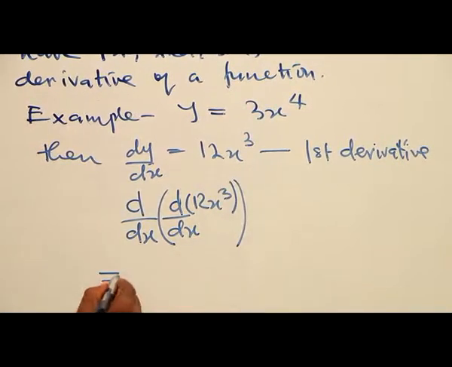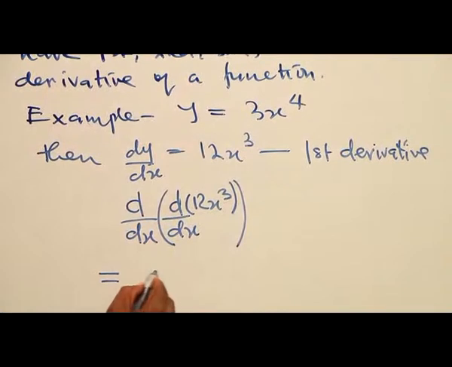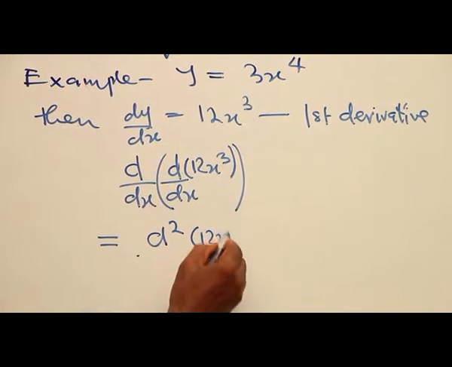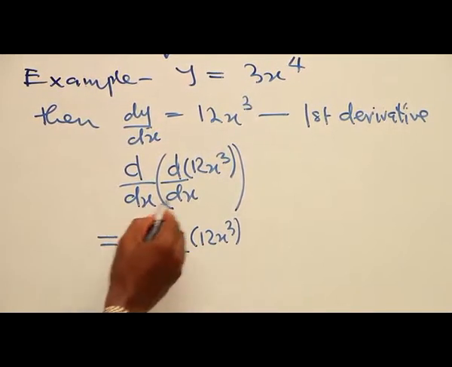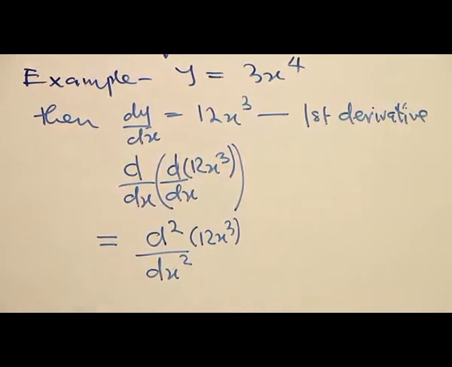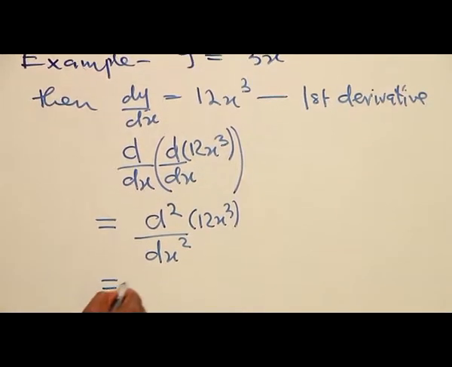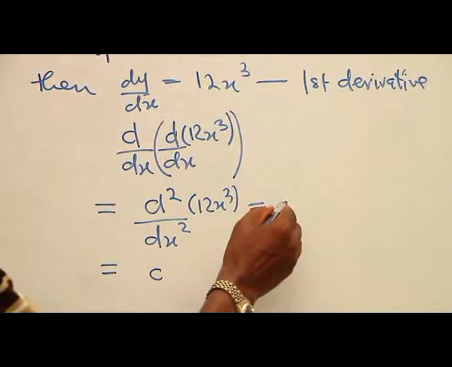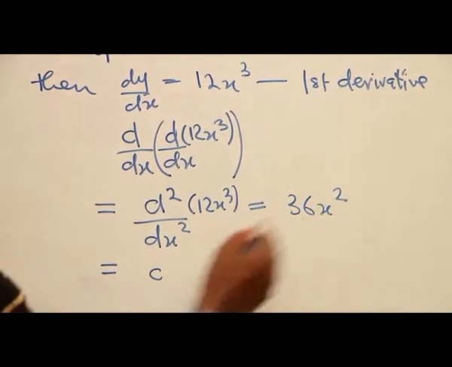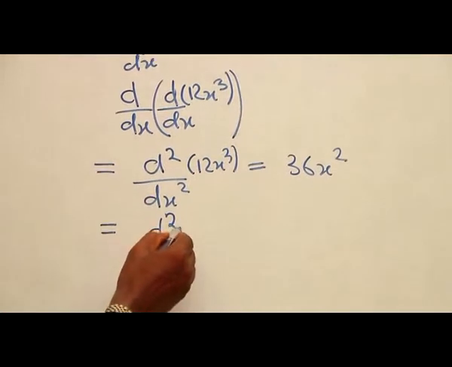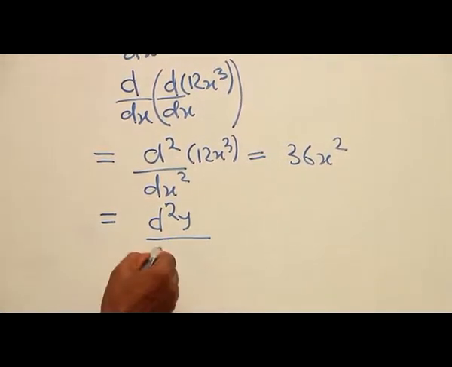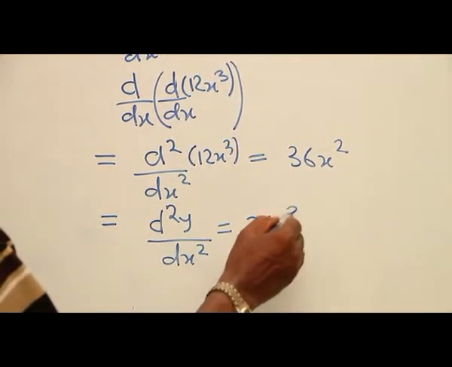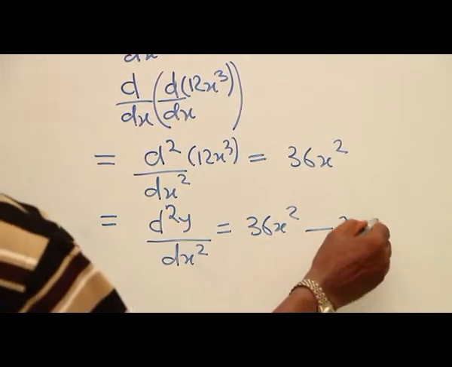So if you look at this one, it becomes d times d, which is d squared, of your 12s cubed, all over ds times ds, which is ds squared, which eventually means that you are differentiating this now, which is 36s squared. In other words, you have d squared y all over ds squared will be equal to 36s squared. This is the second derivative.